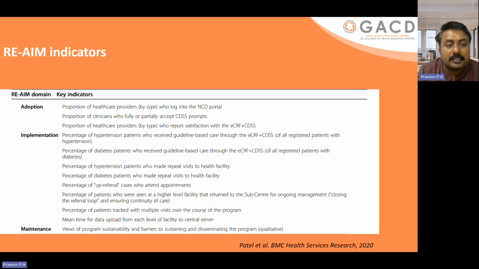A set of implementation indicators were also there. There were the percentage of hypertension patients who receive guidelines-based care, the percentage of the patients who were referred from a lower level facility to a higher level facility, the percent of the patients who made multiple visits to the healthcare facility, and the mean time of data upload at each level of facility to the central server. The maintenance dimension of the REIM framework was assessed by a qualitative survey conducted among the relevant stakeholders.